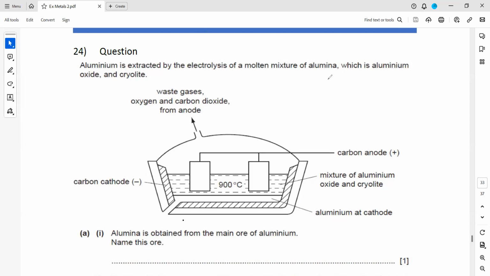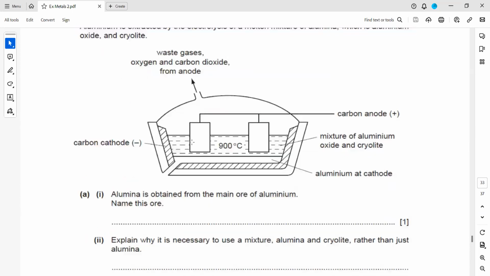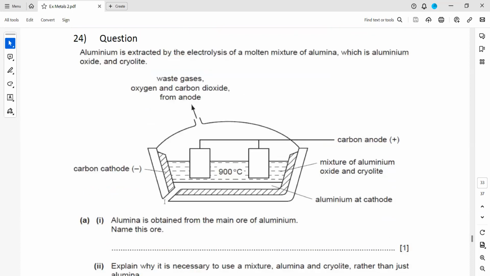What is alumina? It's a pure aluminium oxide, called alumina, and cryolite is there. So these are the waste gases such as oxygen and carbon dioxide. We have the anode and the cathode, both are made of carbon or graphite, and the mixture of cryolite is there. Alumina is obtained from a main ore of aluminium. Name this ore. So what is the main ore of aluminium? We call it bauxite. So the main ore of aluminium is bauxite.